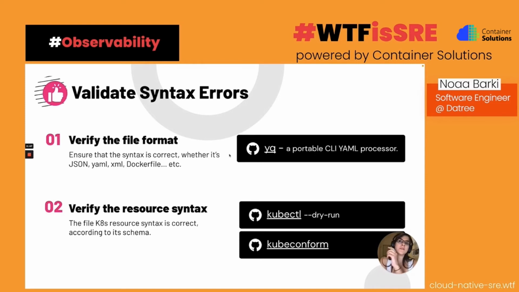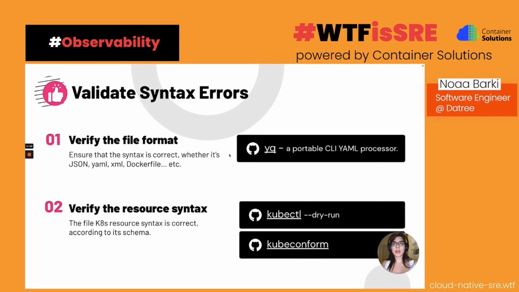But once we verified the file format and made sure that our file is actually correct, we also need to make sure that what is written in the file is correct. So we want to verify that the resource syntax is correct, and especially when it comes to Kubernetes, we want to make sure that the schema that we wrote is correct. Now, there are many ways to do it.